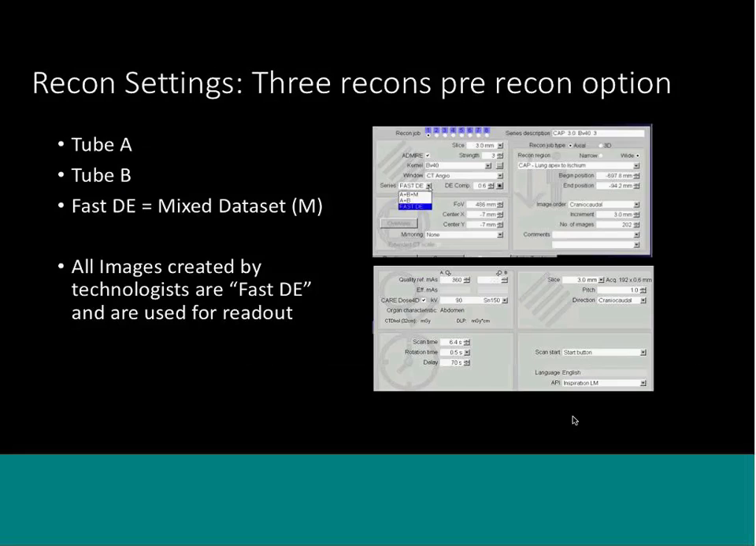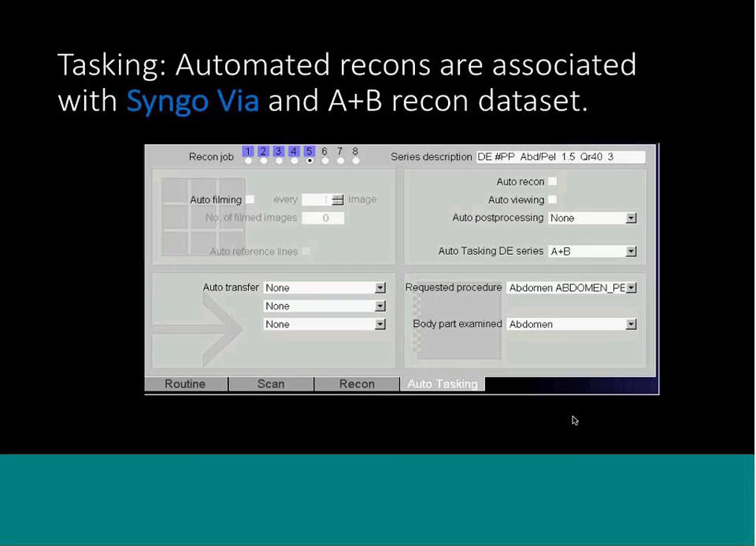Another interesting thing on the recons is we have 8 recon boxes on the Siemens system, but you can actually allocate 3 different recon types. You can do tube A, tube B, tube A and B, and then you can also do a mix, also known as a fast DE, which essentially gives you a combination of 50% high, 50% low, or you can adjust the percentages. All of the images that you're going to be creating for readout are going to be this FAST-DE mode. The ones that we're actually going to be using through single via are the AB recons.